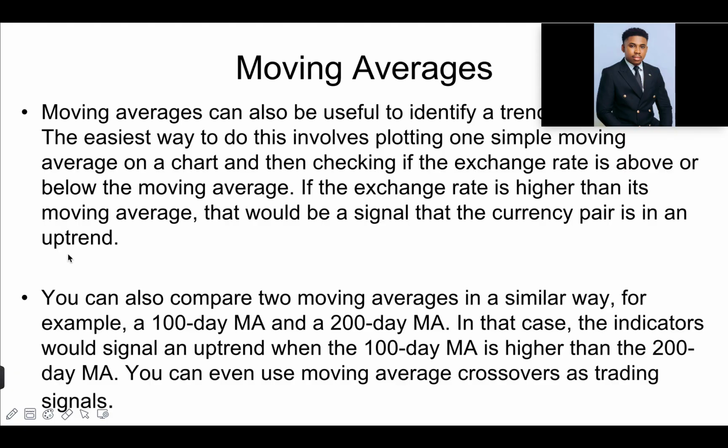And the opposite is for a downtrend. If price is trading below a moving average, then you can say that the price is in a downtrend. You can also compare two moving averages in a similar way. For example, a 100-day moving average and a 200-day moving average. In that case, the indicators would signal an uptrend when the 100-day moving average is higher or crosses above the 200-day moving average. You can even use moving averages crossovers as trading signals.